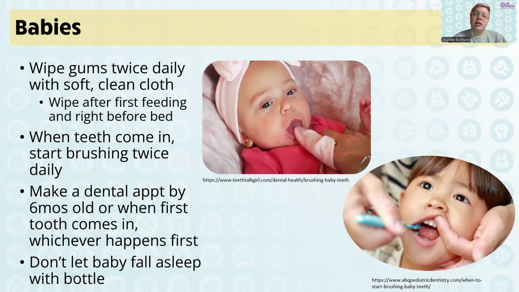And once they start coming in, start brushing them twice a day. You can use a little finger brush or even just a rag, something that will wipe off the teeth. And a good rule of thumb is to make the baby's first dental appointment either by 6 months old or when their first tooth comes in.